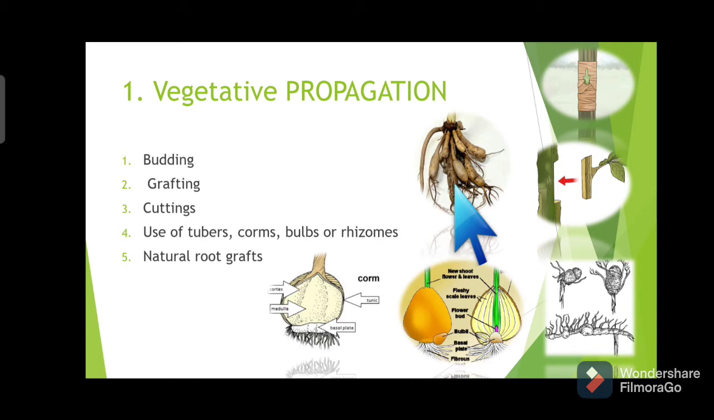Transmission of viruses also occurs through natural root grafts of adjacent fruit trees. How? Sometimes, when trees are nearby, the roots are often intermingled in the soil, and when they come in contact with each other, the virus from the infected tree will pass through the roots to the healthy tree. So this is the transmission of plant virus through vegetative propagation.